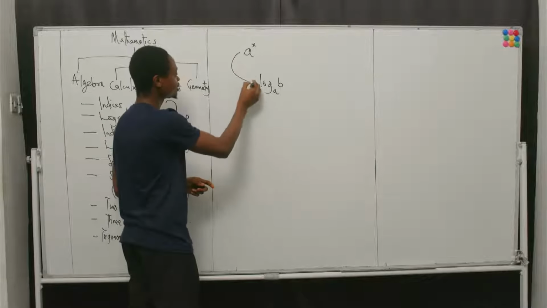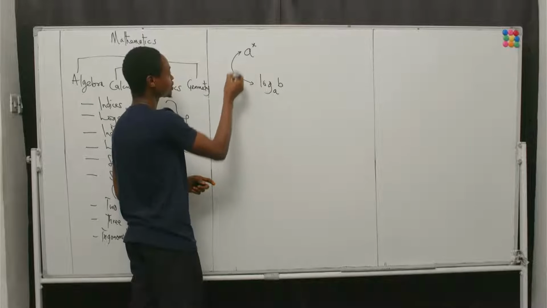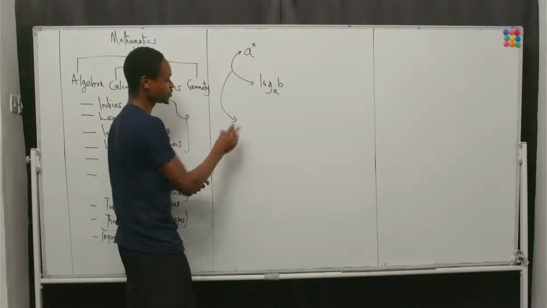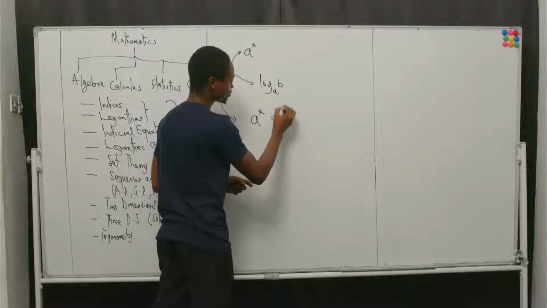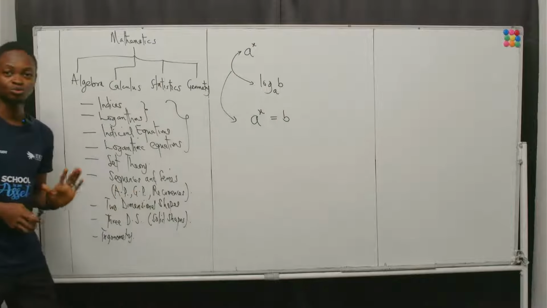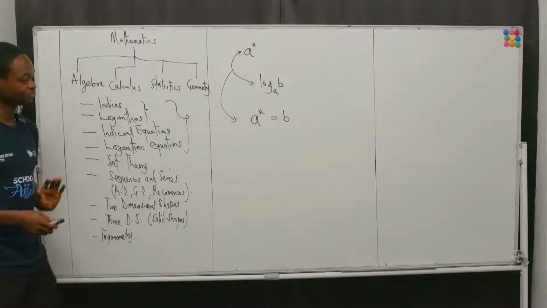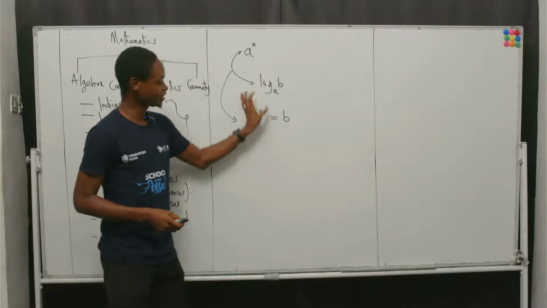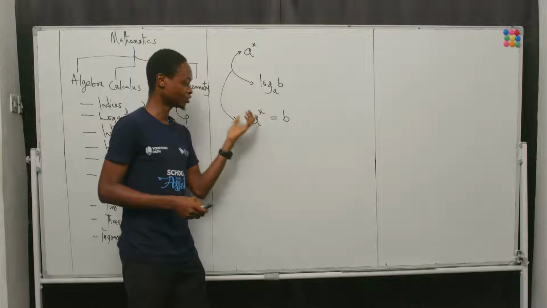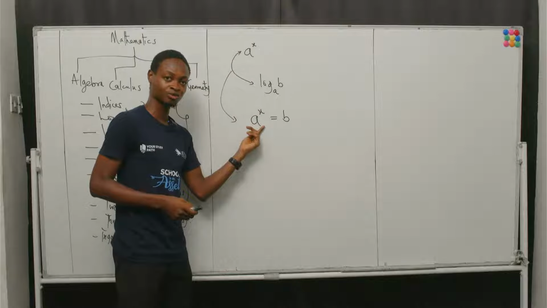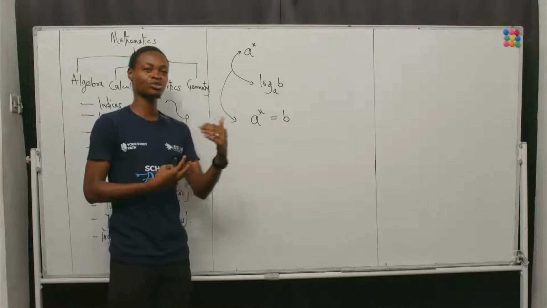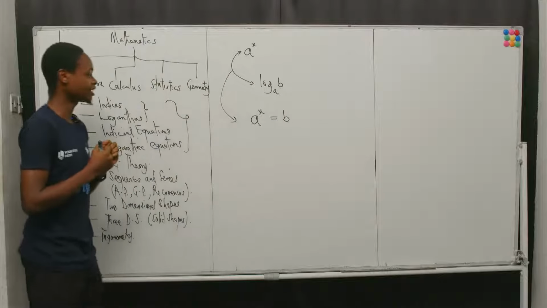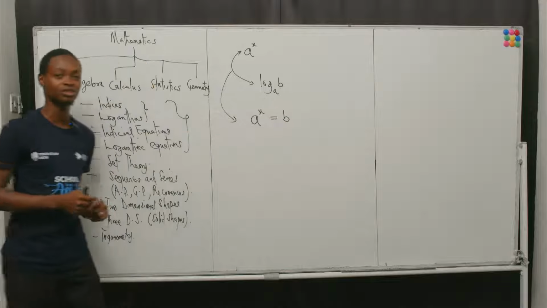Between indices and logarithms, there is a relationship expressed simply as a raised to power x is equal to b. Now, this left-hand side is an index expression equal to a number. Now, how does this link us to logarithms? Let's start by defining what this expression is.